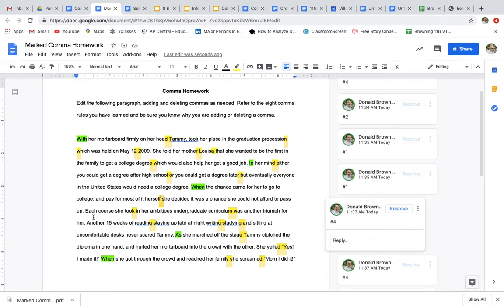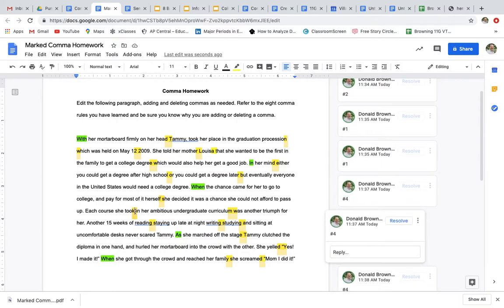Next sentence. Each course she took in her ambitious undergraduate curriculum was another triumph for her. So if we took out in her ambitious undergraduate curriculum, it would still be a complete sentence. So this is going to be rule number four, but you have to put one at the beginning and one at the end. All right, let's look at the next sentence.